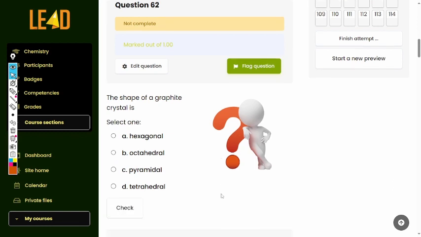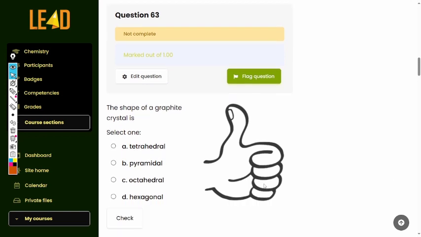(62) The shape of a graphite crystal is... so graphite has a hexagonal shape. (63) The shape of graphite is hexagonal, D.